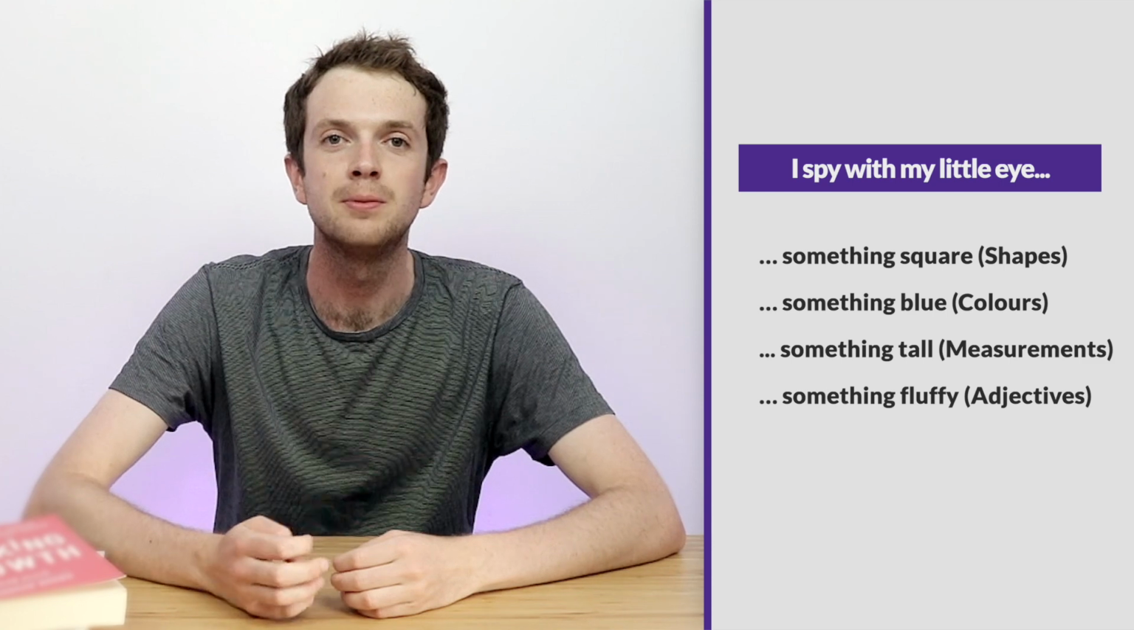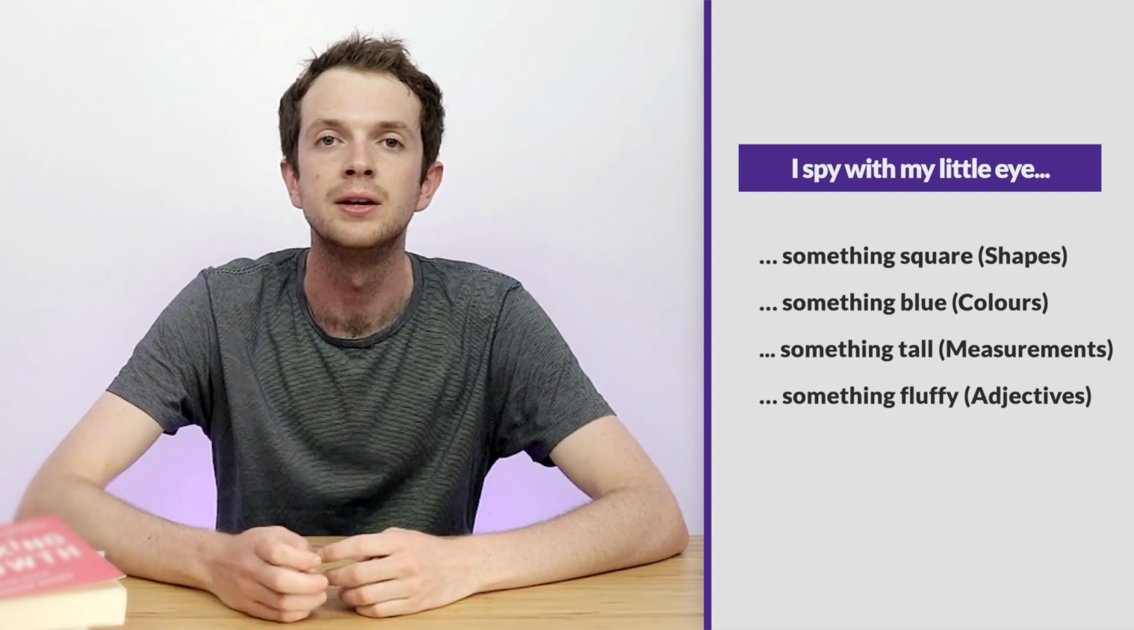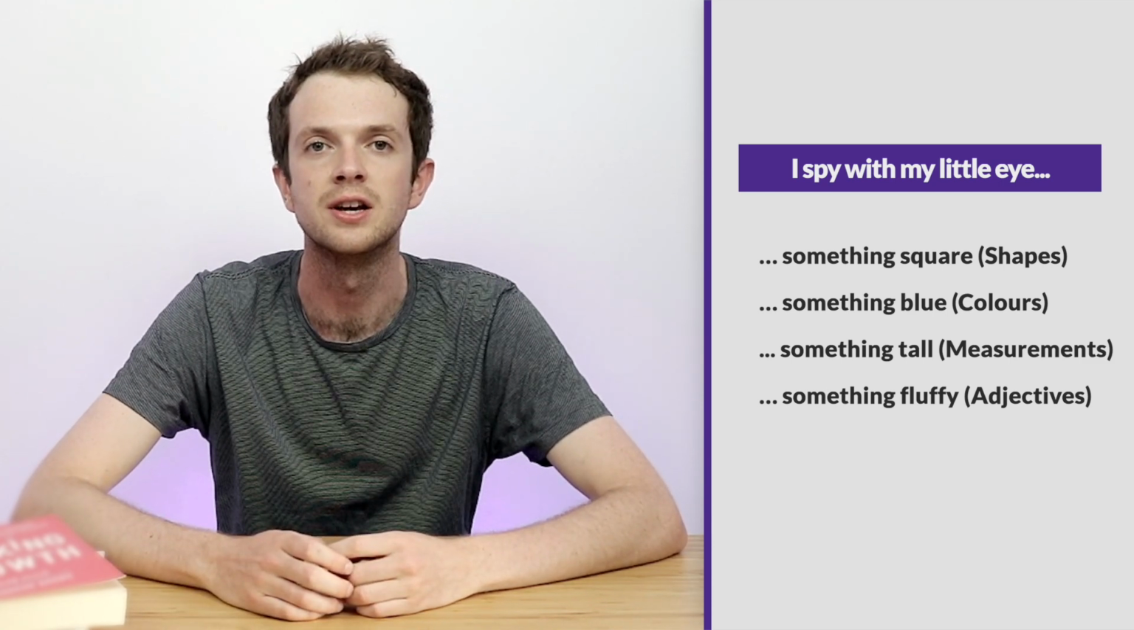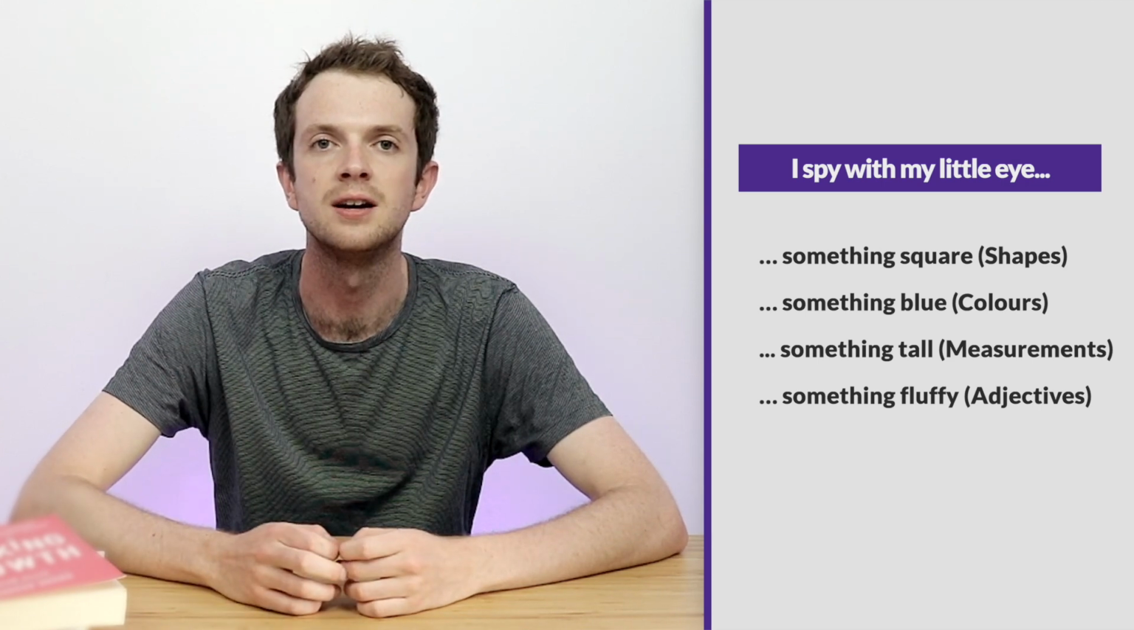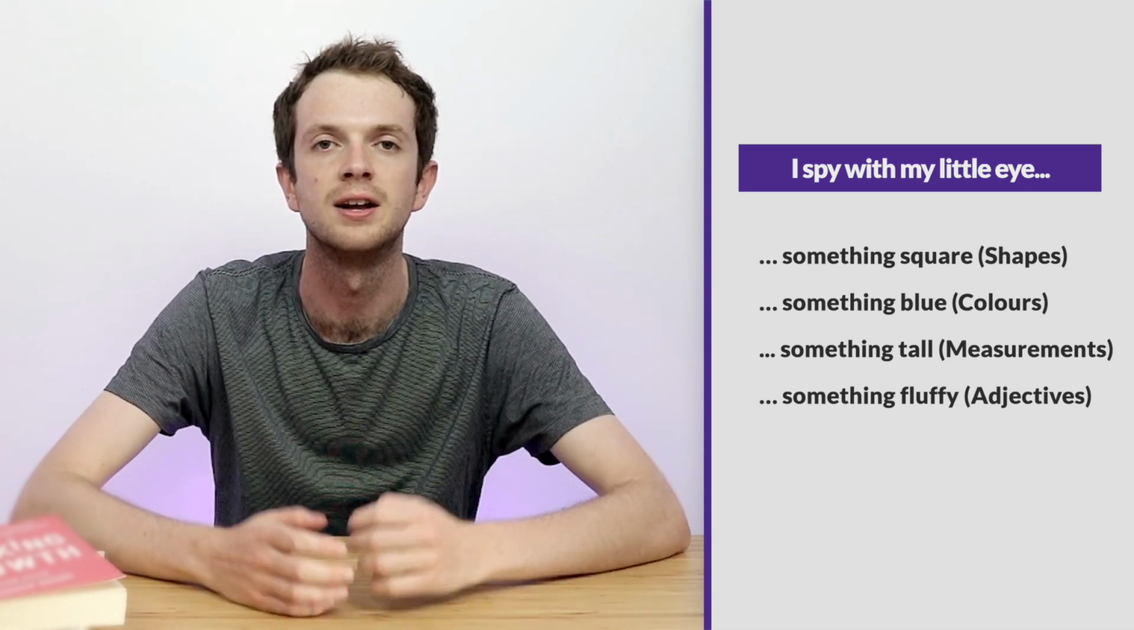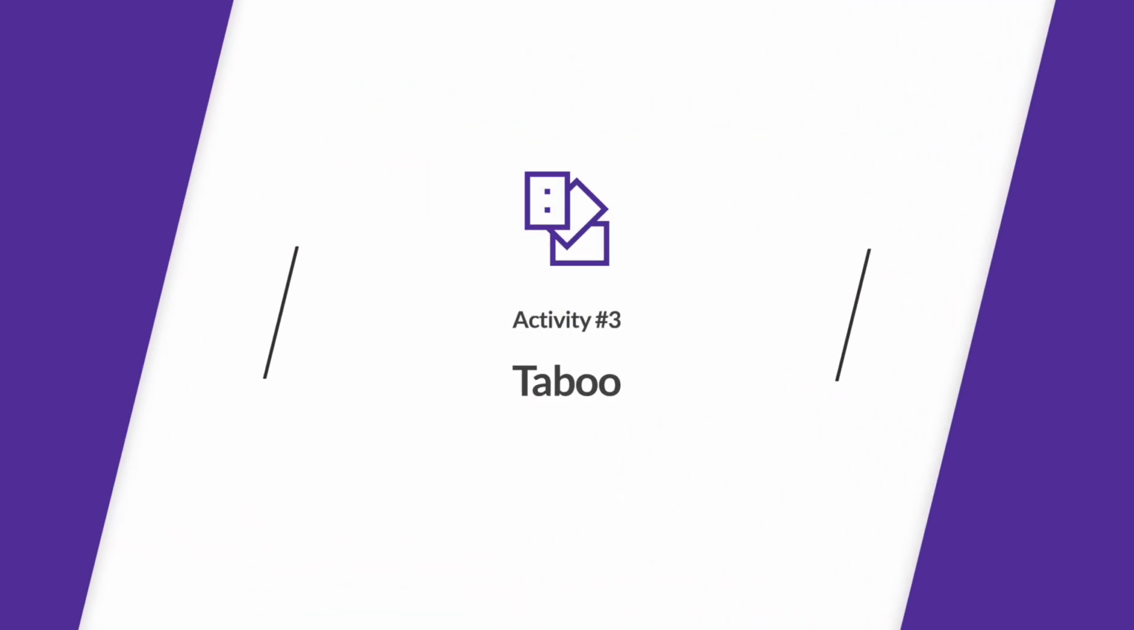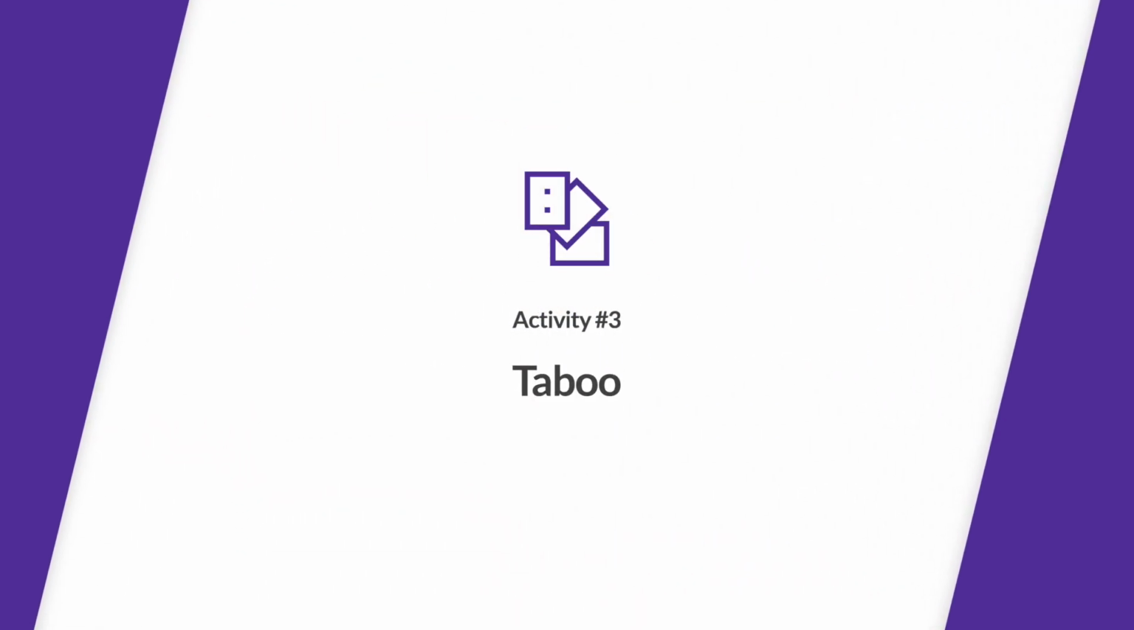We suggest that while you're playing these different versions of I Spy, you encourage the children to ask questions to each other, rather than just guessing one word at a time, as this will help build more discussion around the topic. Taboo. What you'll need for this is taboo cards.